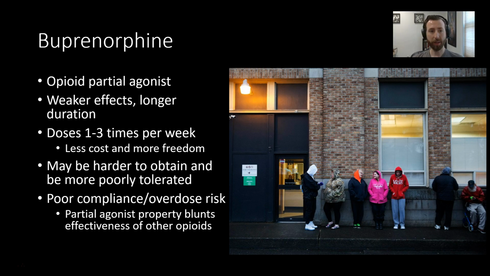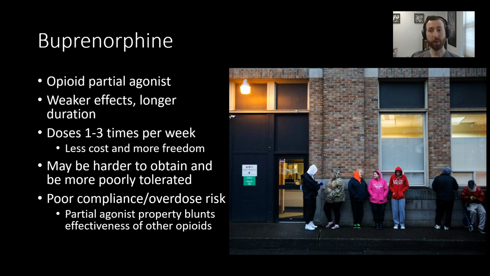Another approach is buprenorphine, which is an opioid partial agonist. Whereas methadone is a full agonist that has a slower peak and more gradual withdrawal, buprenorphine is a partial agonist that produces weaker effects over a longer duration through a different mechanism. So it binds to opioid receptors but activates them less strongly than a full agonist would.